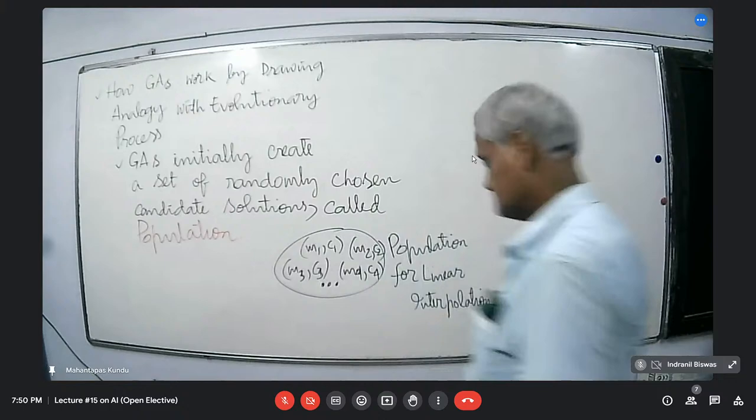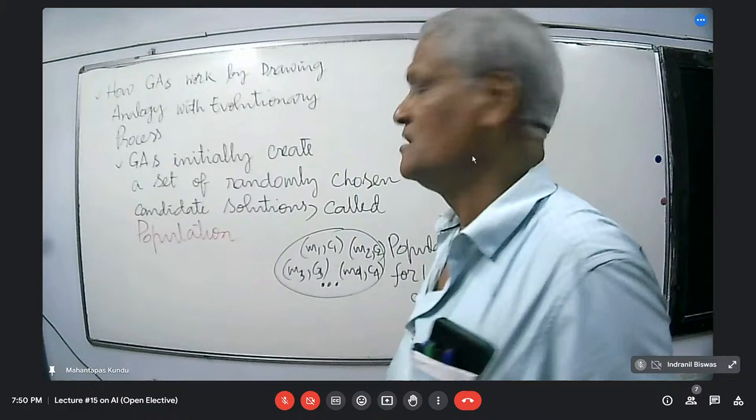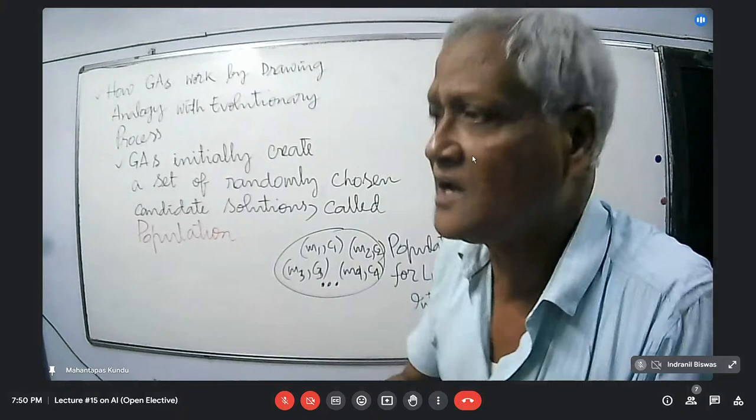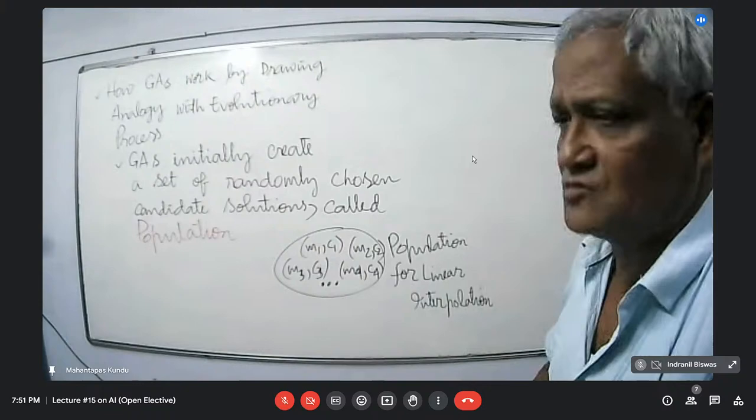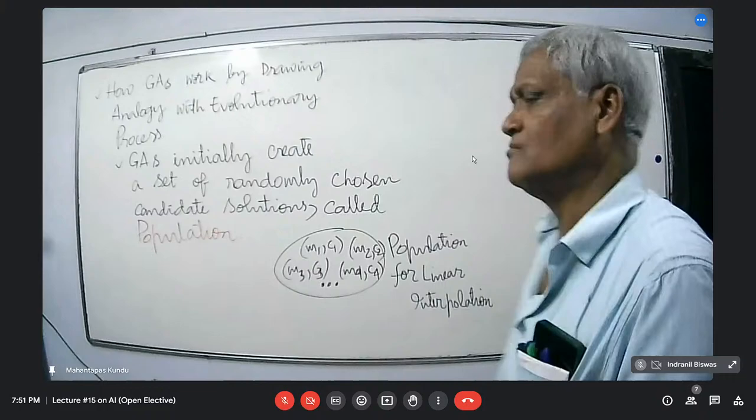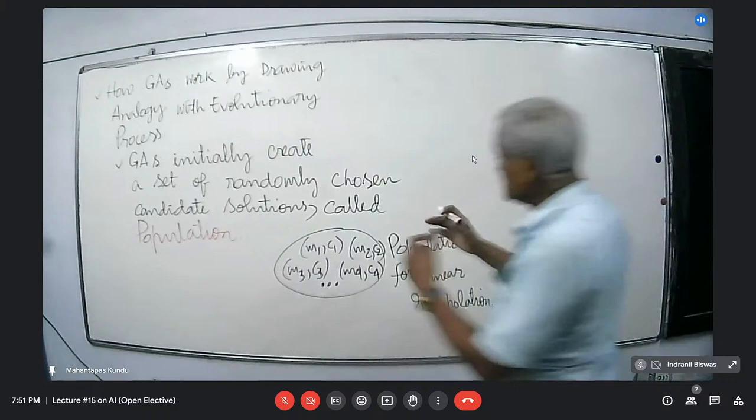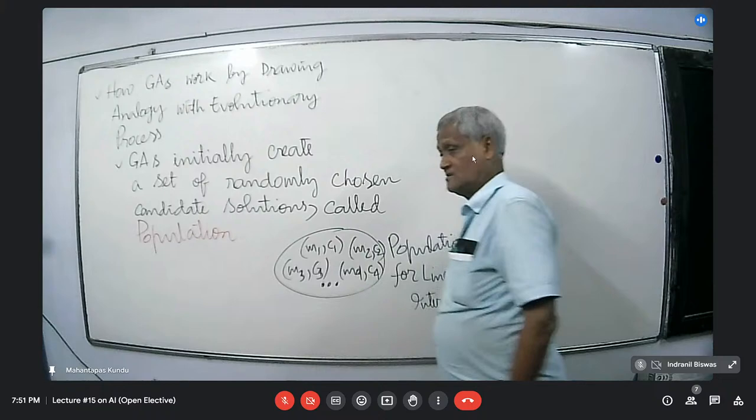Now obviously all these candidate solutions in this initial population are randomly generated. So usually we can assume that they are not good solutions. Now, by following the principles of natural selection, we will generate a better set of solutions from this population. Another better set of solutions. How? That I am going to explain.